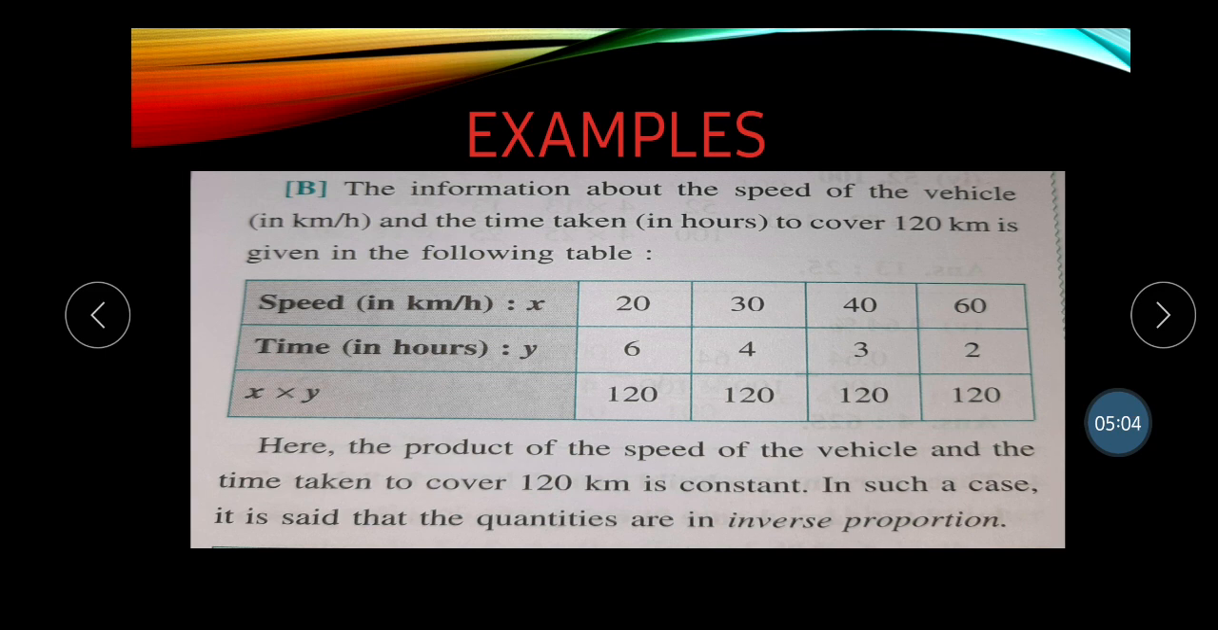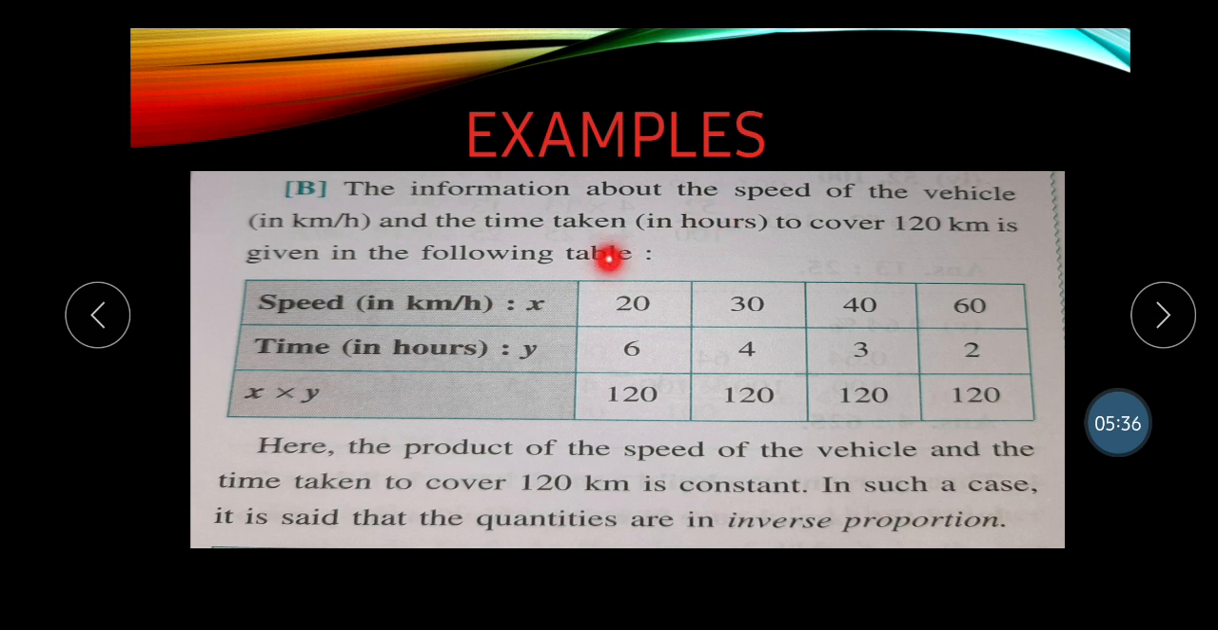Example 2. The information about the speed of the vehicle in kilometers per hour and the time taken in hours to complete 120 kilometers is given in the following table. Speed is given in kilometers per hour and it is assumed as x, and time is given in hours and it is assumed as y. And the last column is x into y, that is multiplication we are going to apply over here. In the previous one we applied division.